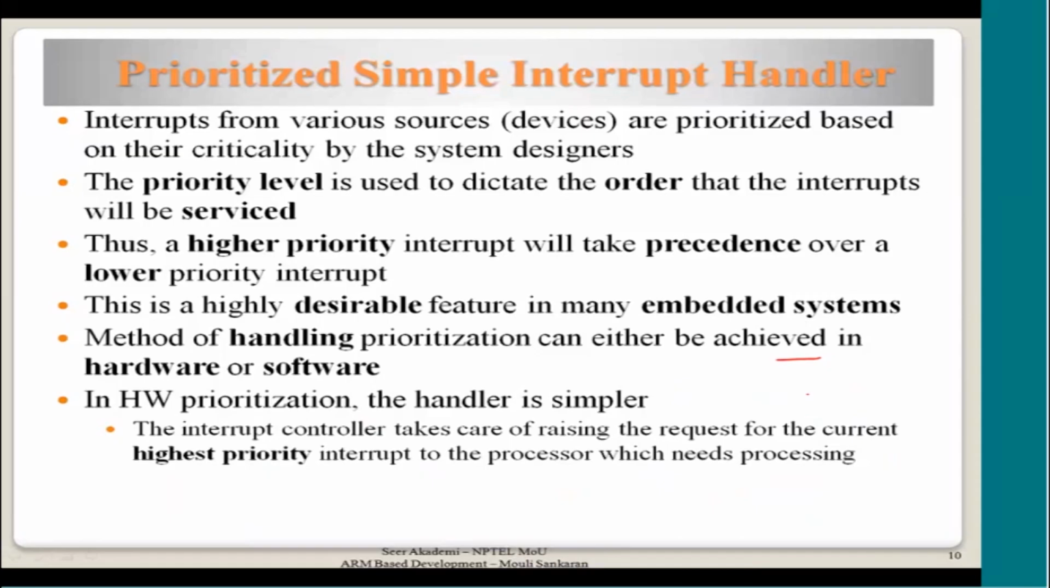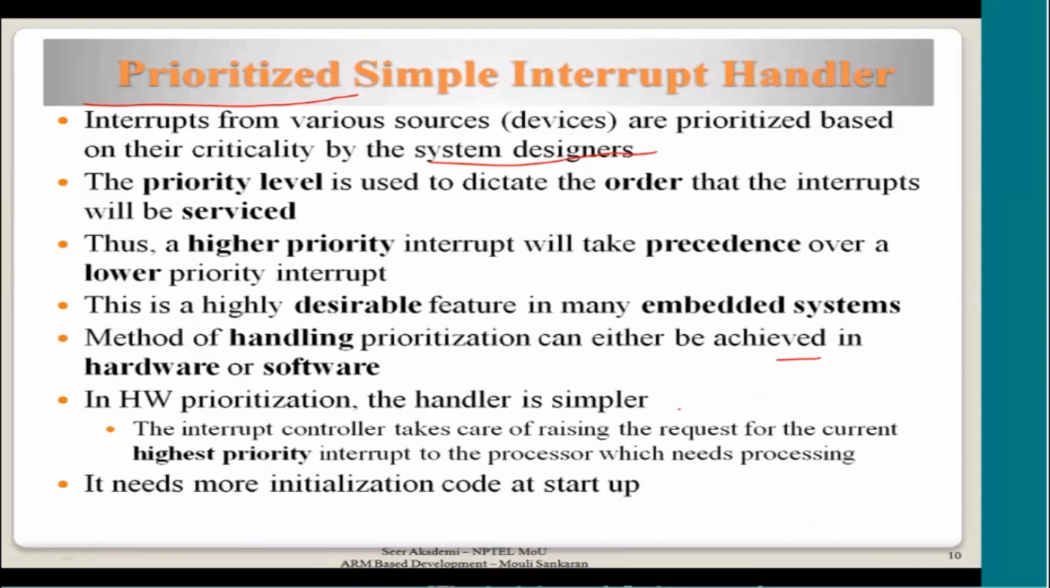So these are the prioritized level interrupts. How to handle different interrupts from different devices which have been allotted different priorities? Who is doing this? This is the system designer. The system designer decides the priority of different sources of interrupts. These are the people who do that.